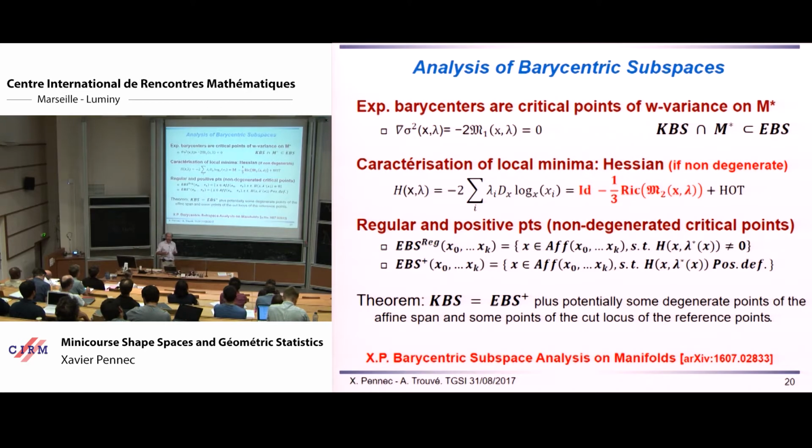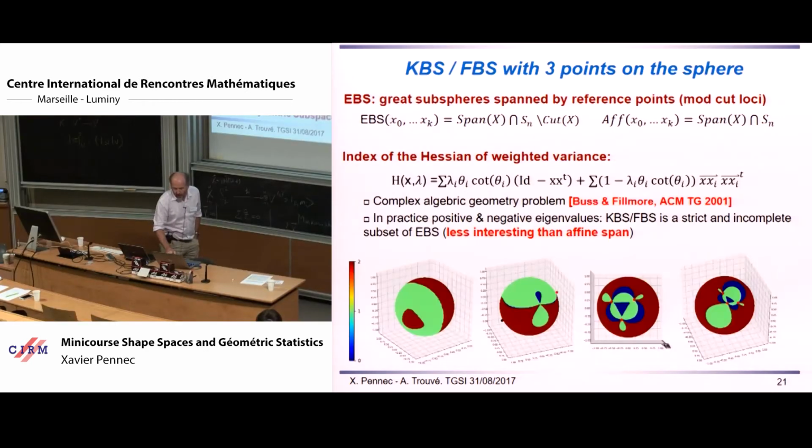exponential barycentric subspace, it defines a map. If we look at the index, it defines a map where we have regions with local minima, regions with saddle points, regions with local maxima. And this is an example of what it gives on the sphere.